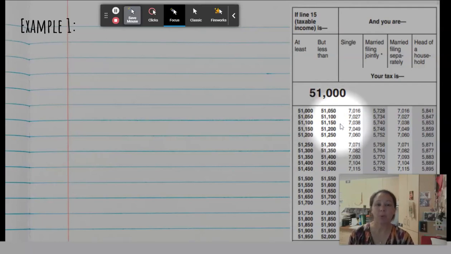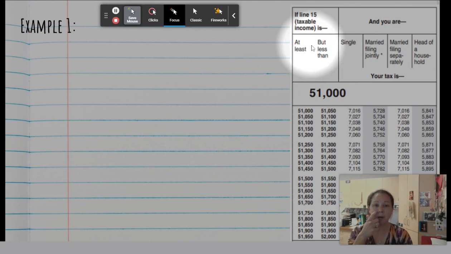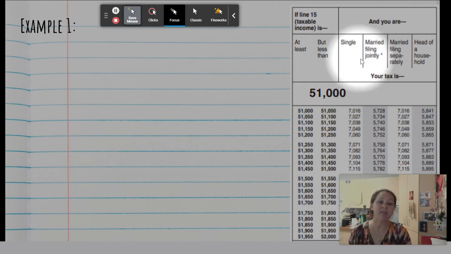So for this first example, we're going to go ahead and look at a tax table. On a tax table, you would look it up by $1,000. They're in $1,000 increments, and then each one is broken down into $50 increments from there. Across the top, you have these columns, and the "at least" and "but less than" parts are for the dollar amounts, so the taxable income being between those amounts. And then the other four columns are based off of the filing status. So we have single, married filing jointly, married filing separately, and head of household.